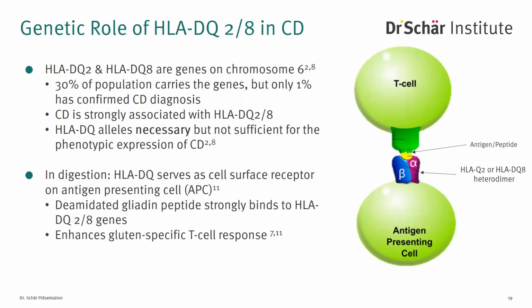In the digestive process, HLA-DQ serves as the cell surface receptor on APCs. The deaminated gliadin peptides that have just crossed the epithelial barrier strongly bind to HLA-DQ2 and DQ8 genes, which enhance gluten-specific T cell response in people with celiac disease. In other words, when antigens are detected, like gluten, the antigens attach to the HLA-DQ receptors and cause an immune response.